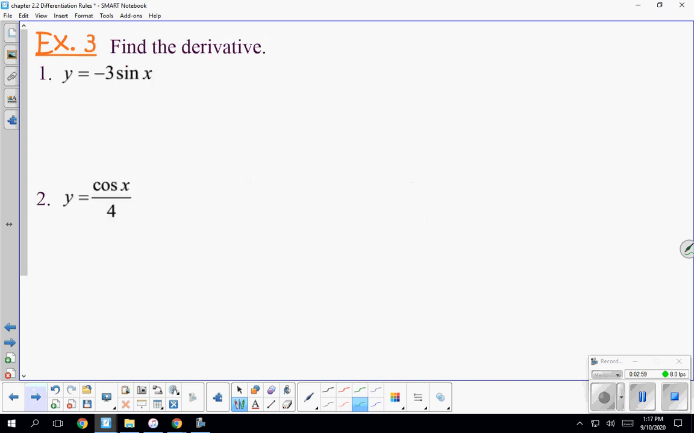When we take the derivative of a trig function, we just apply the rules. If we have a coefficient, it drops. The derivative of sine is cosine.